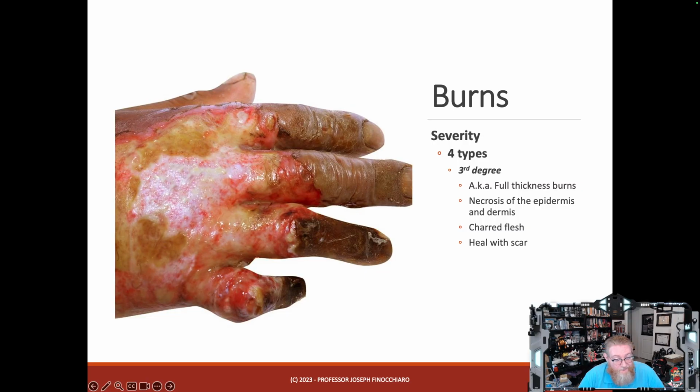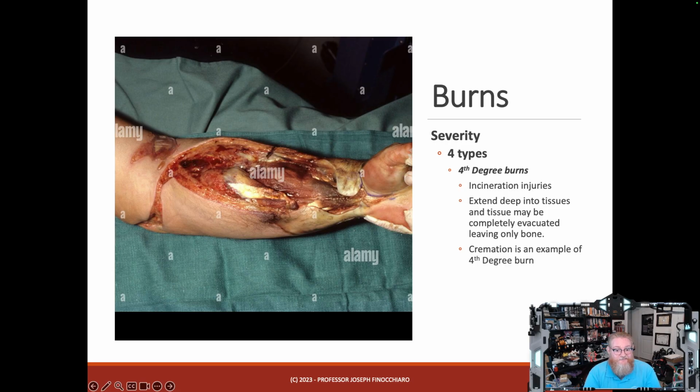Third-degree burns or full-thickness burns results in necrosis of the epidermis and dermis. You will have charred flesh, and this will heal with scars. And the last version is a fourth-degree burn or complete incineration. This extends deep into tissues, and the tissues may be completely evacuated, leaving only bone. So cremation is an example of a fourth-degree burn.